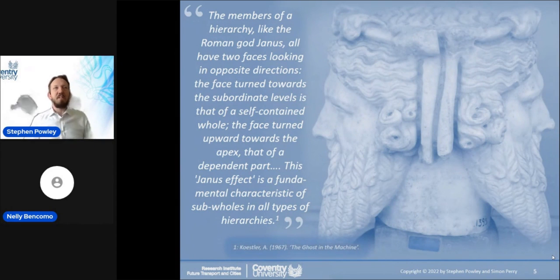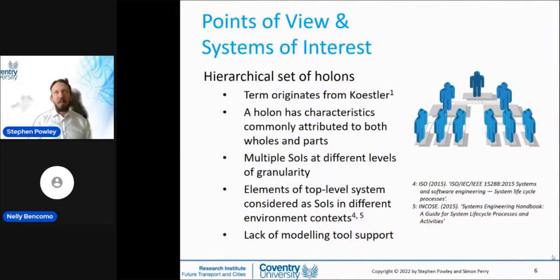And here we're looking at subholes in a hierarchy. And this is something we do very, very commonly in systems engineering. We break systems down into smaller and smaller parts. And that gives us a hierarchical set of these holons. But the thing with a holon is it has characteristics commonly attributed to wholes and to parts. And we end up with multiple systems of interest at different levels of granularity.